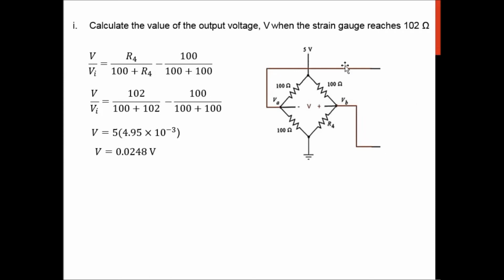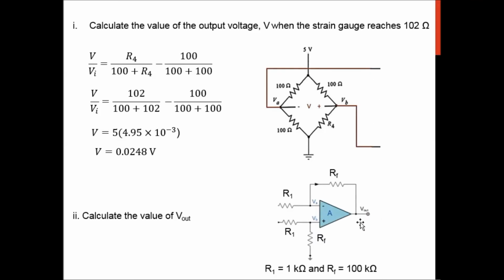Now this voltage is being fed to your differential amplifier. Next you need to calculate the value of Vout when the V here is connected to your differential amplifier. Rf is given as 100k and R1 is 1 kilo ohm. We know the gain for the differential amplifier is Rf over R1, and you need to multiply with the differential voltage VB minus VA. So the gain is 100 over 1, which is 100, VB minus VA is the voltage V, 0.0248, and you will get 2.48 volts. That's how you solve this kind of question where you integrate the sensor with the amplifier.